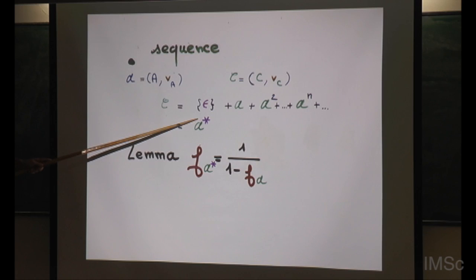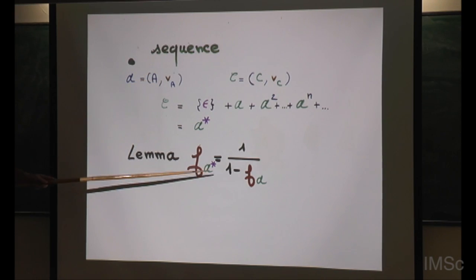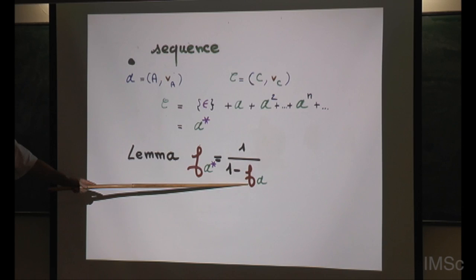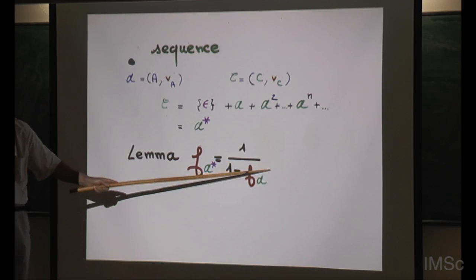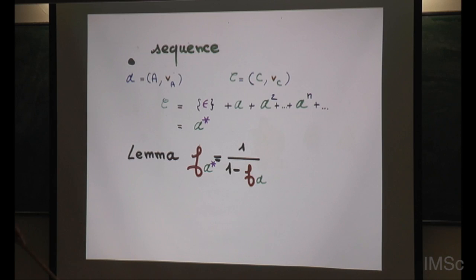Then you can easily show that the generating function for the sequence of objects of this type is going to be 1 over 1 minus f_A, because it's 1 plus f_A plus f squared plus f cubed plus f^4, etc. We will see before the end of this class some examples with partitions and Ferrers diagrams.